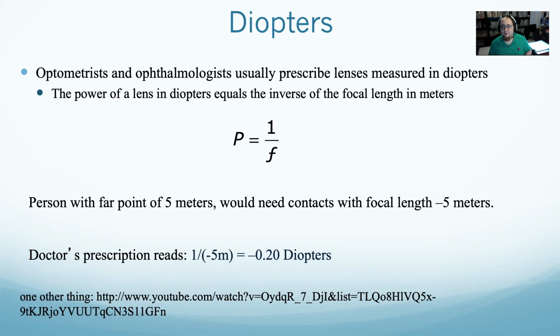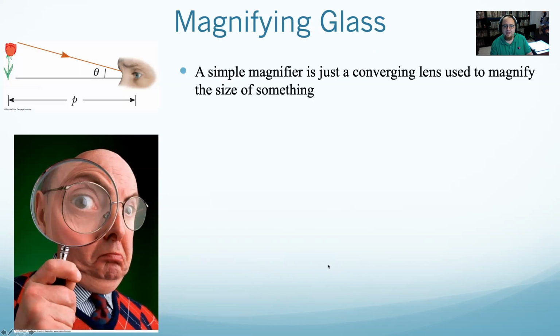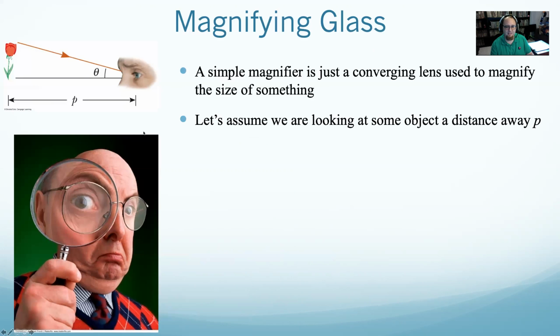Now we can correct our vision a lot of ways. That's just glasses. Well, I did eyes, then glasses. But if something's really small, we might want a simple magnifying glass or a simple magnifier. If you're looking at something with a magnifying glass, let's assume you're looking at something a distance away, P, right?